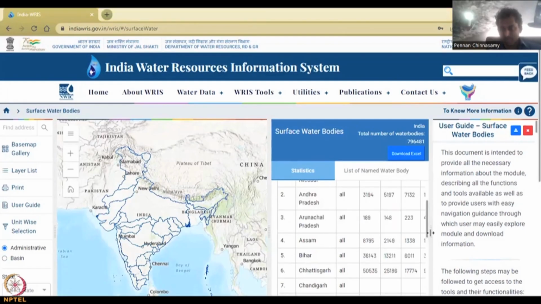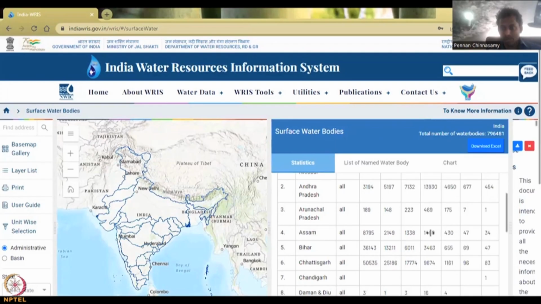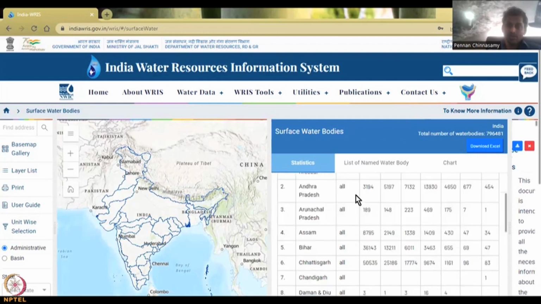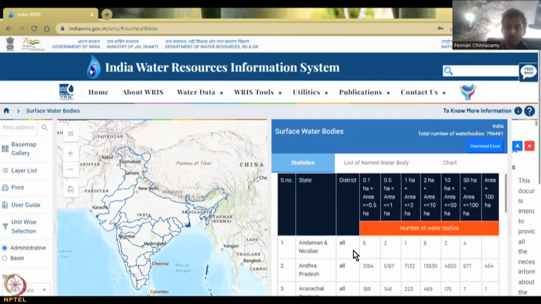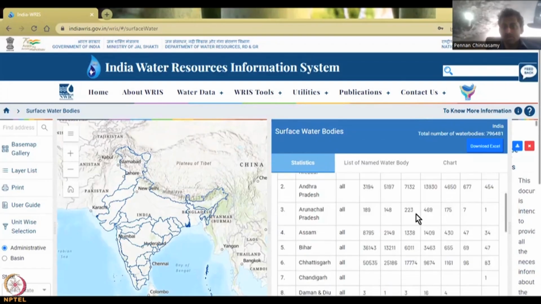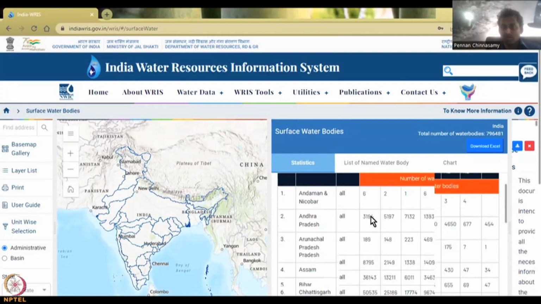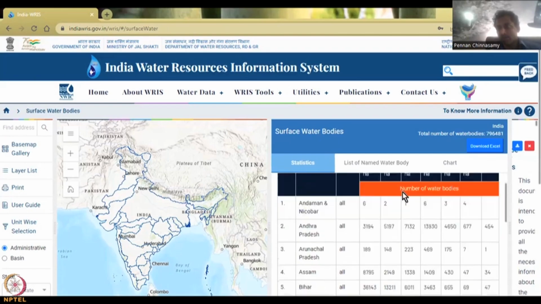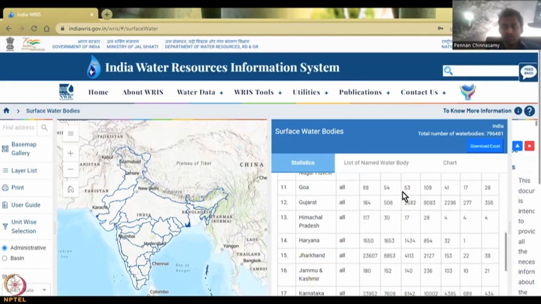I'm just going to make this smaller so that we can see the location, number of water bodies as per the area. So as per the area given, let's say in Andhra Pradesh, we do have all districts. Across all districts, this is the total number of water bodies per class. And you will have the total at the end.